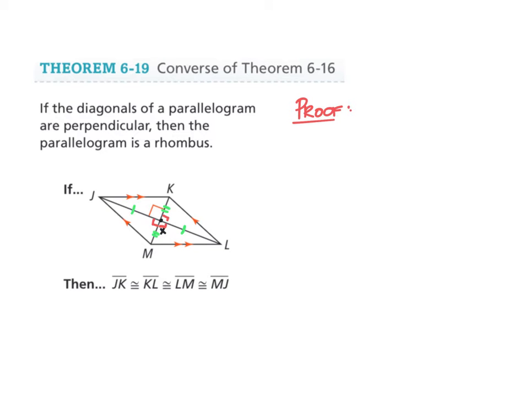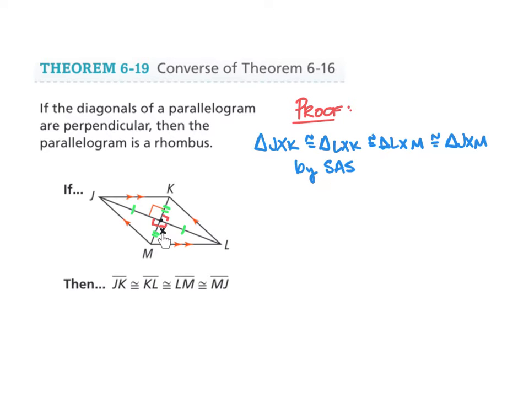So what that means is that triangles JXK, LXK, LXM, and JXM are all congruent by side, angle, side. All 4 of those triangles have 2 sides that are congruent, and then the included angle, which would be the 90-degree angle in each of them, they're congruent. So that means that all 4 of these triangles are congruent to each other by SAS.